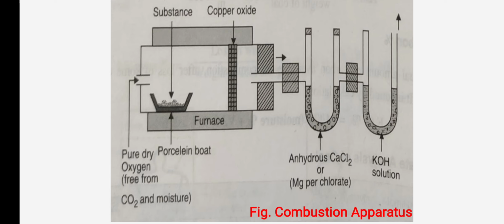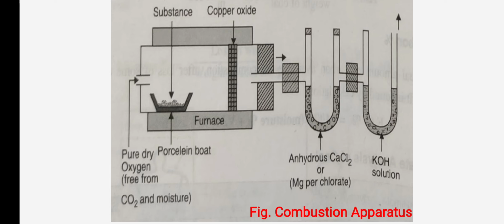The porcelain boat is simply a crucible. What are we placing in that boat? We are placing the substance, a known weight coal sample. Now you see, we provide pure dry oxygen. What is meant by pure? Pure means that air is free from CO2 and moisture. There should not be CO2 gas in the air, and there should not be moisture in the air. Such pure and dry oxygen enters the furnace.